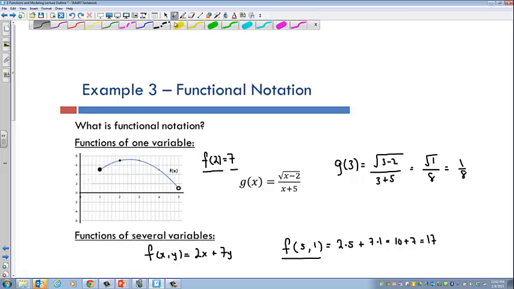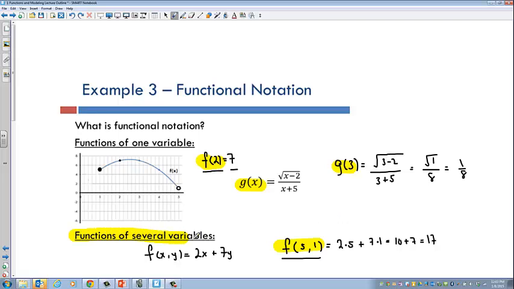What always helped me when I was first learning this was that I think of this as being a name right here. So g of x is just a name. f of 2 is a name. g of 3 is a name. f of (5, 1) is a name. And all the math stuff's actually on the right-hand side.